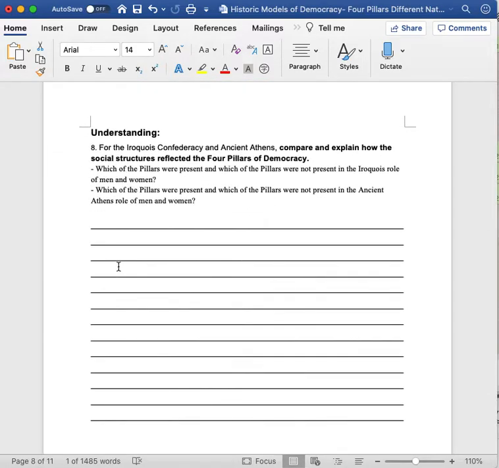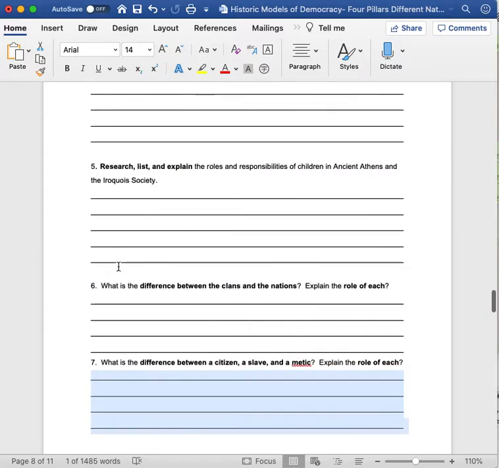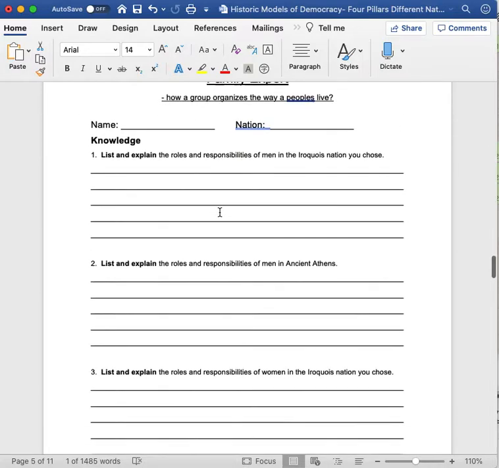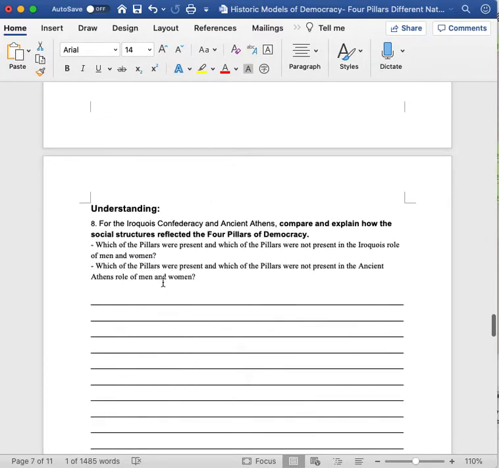And the last thing is, again, you're going to say how, in these areas of family and social structures, the four pillars were represented. So maybe you can say representation is not, again, in the ancient Athenian pillar because women did not get to participate in politics. So you don't have to talk about that for long, but you can at least say that part of women's role is that they didn't actually get to have that kind of representation. They didn't have any representatives.